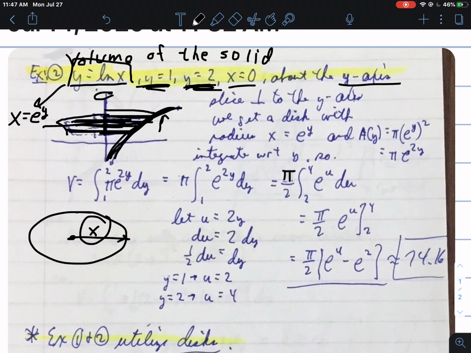And this goes back to our early review discussion of our log functions and exponentials. Remember, there was that conversion between the log equation and the exponential equation. So y equals natural log of x is equivalent to saying that x equals e to the y. The argument is equal to the base raised to this power. So here is x as a function of y, and that's what I need for my radius, since I am integrating vertically with respect to y.